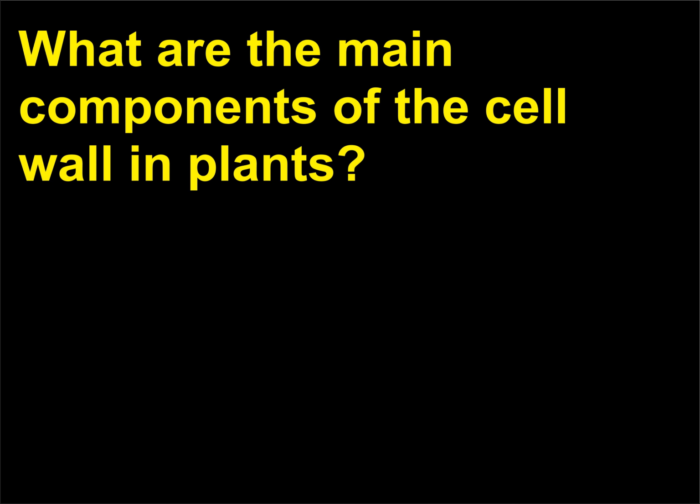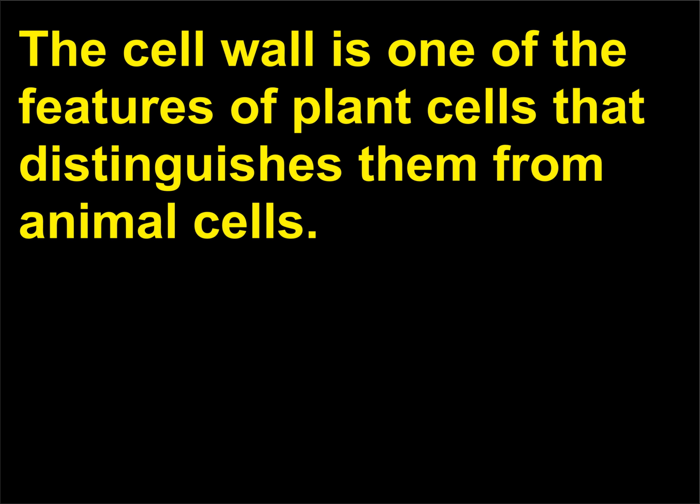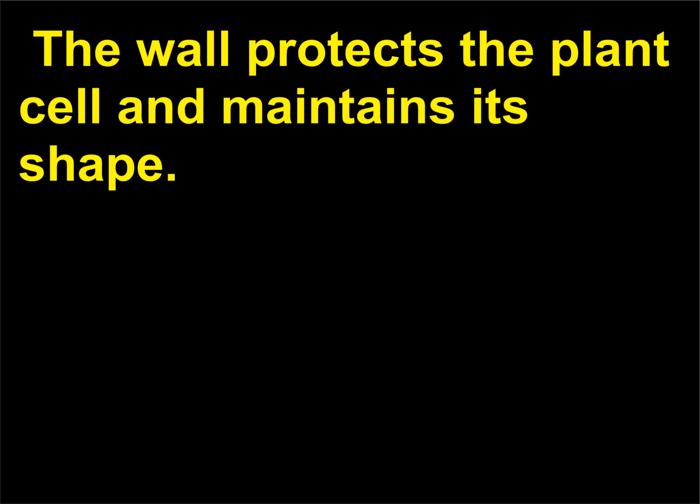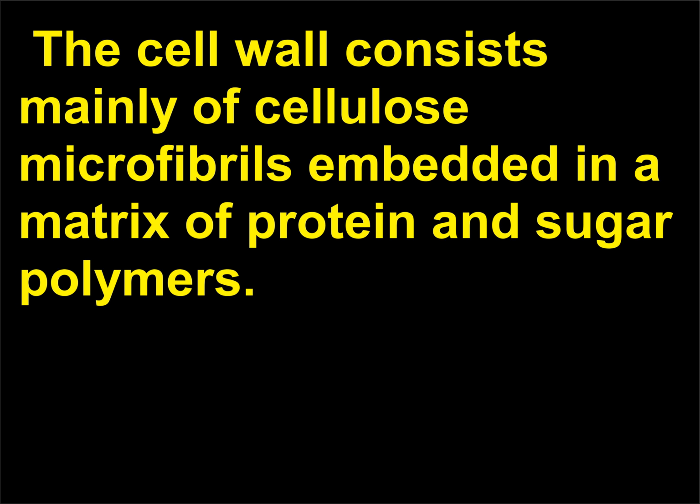What are the main components of the cell wall in plants? The cell wall is one of the features of plant cells that distinguishes them from animal cells. The wall protects the plant cell and maintains its shape. The cell wall consists mainly of cellulose microfibrils embedded in a matrix of protein and sugar polymers.